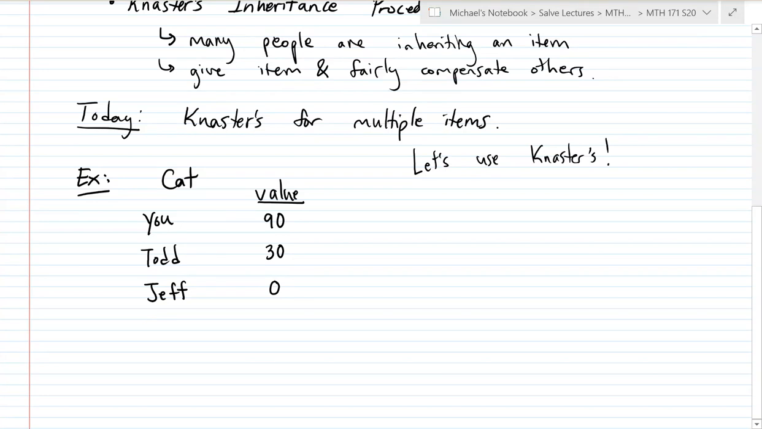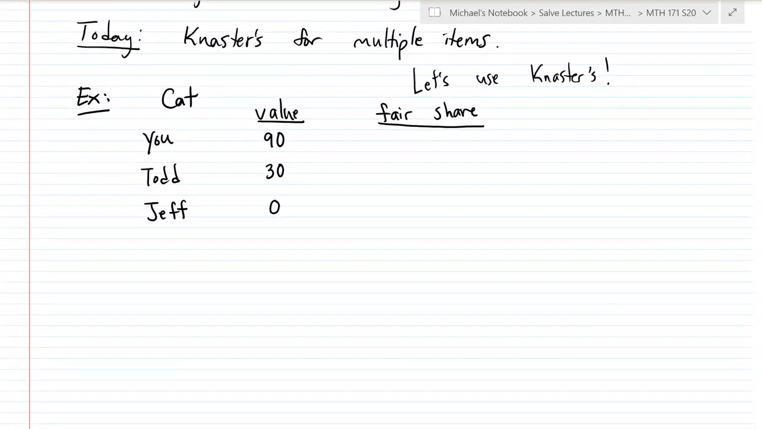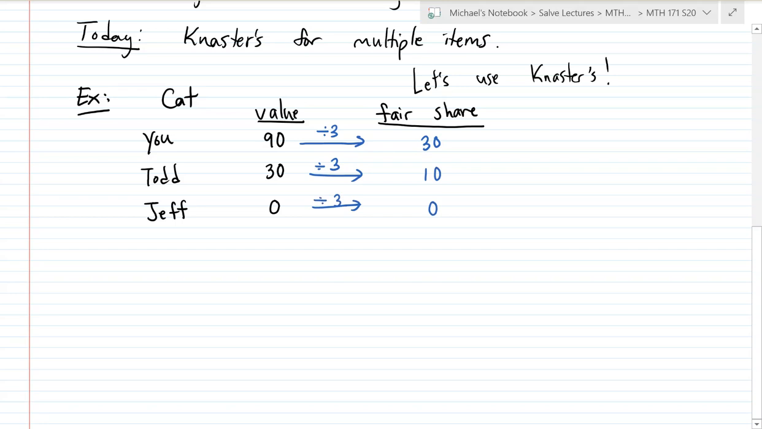Okay, and so the first thing that you have to do is we're going to calculate what's called the fair share. All right. What does everyone deserve? And how it's going to work is, well, for you, you think that the cat's worth $90, so you should be okay as long as you get 1/3 of that value, which would end up with 30. Right? Todd would be okay, again, if he gets a third of what he thinks it's worth. Todd is happy if he walks away with 10, and Jeff is happy if he walks away with 0. Right? Jeff is just happy if you don't make him pay all the expenses that he owes. He hasn't been paying for food lately. All right.